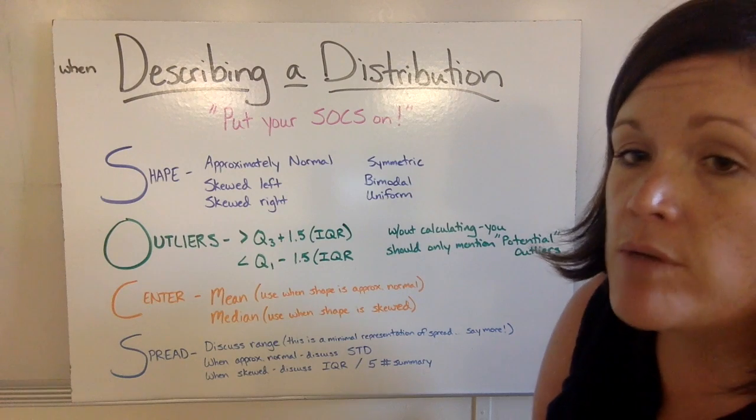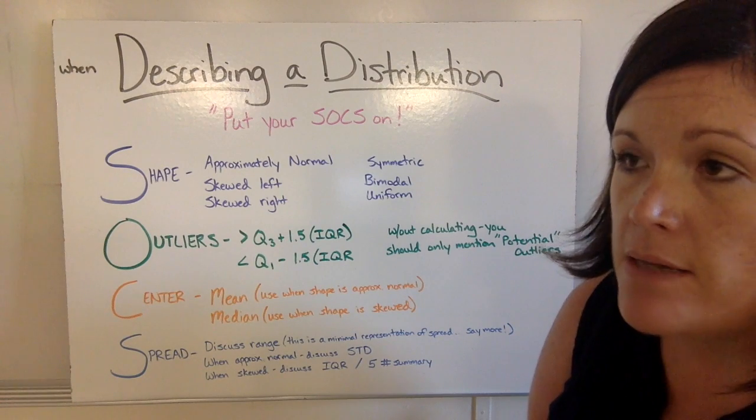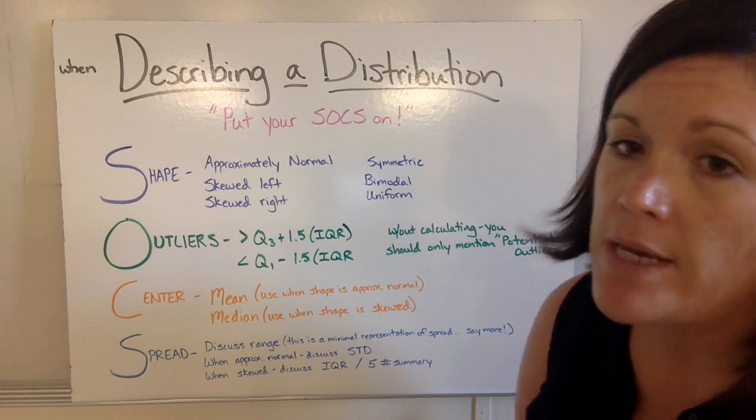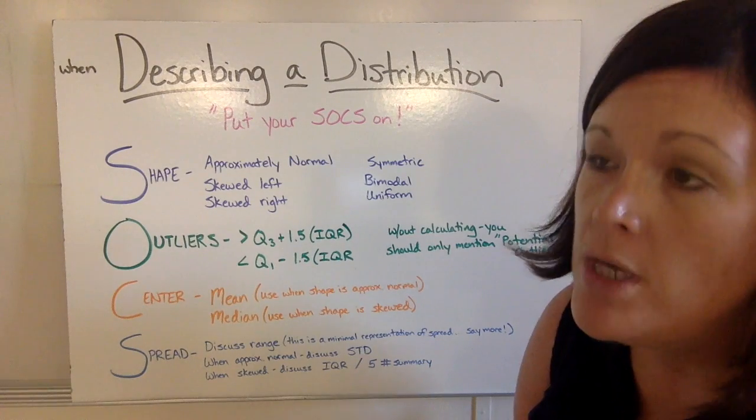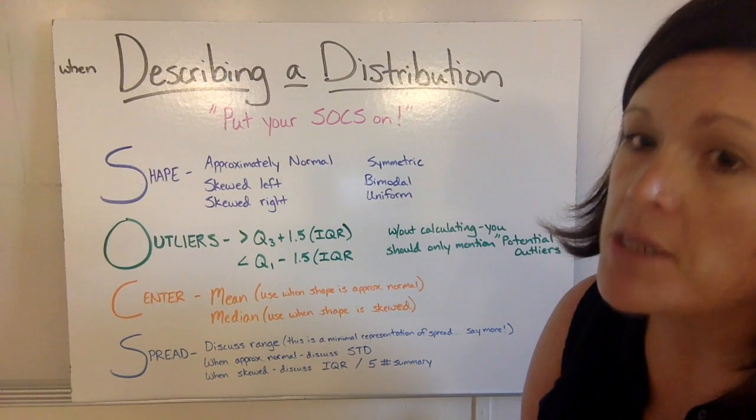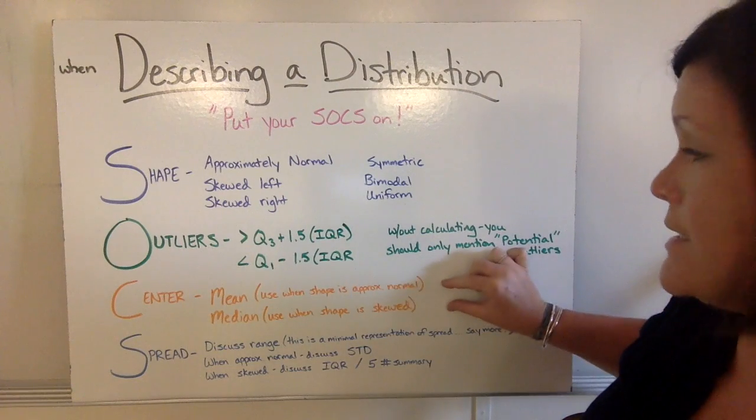And you would never want to mention both in one set of data unless there is some strange reason why they gave you something that is perfectly normal. And then you'd probably still just want to talk about the mean. But like I say, that's not going to happen.